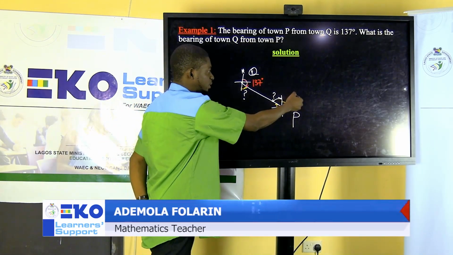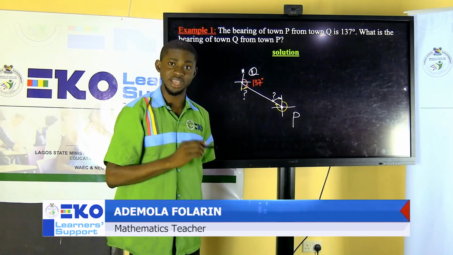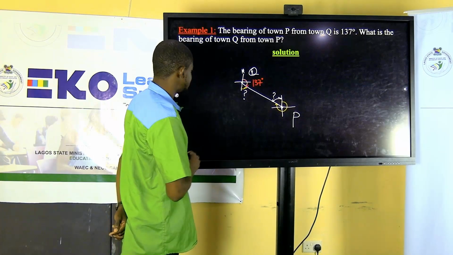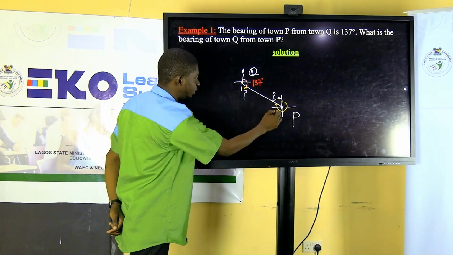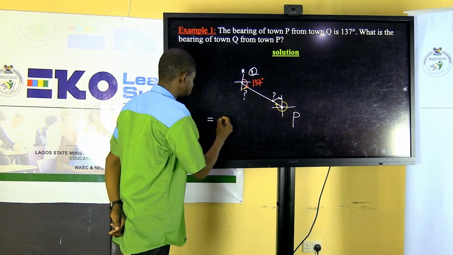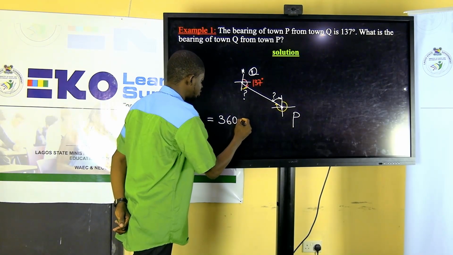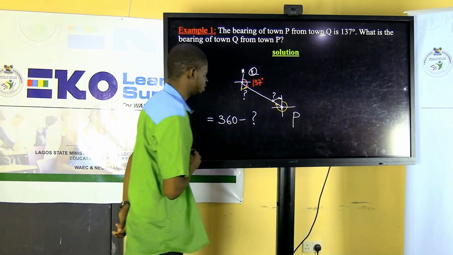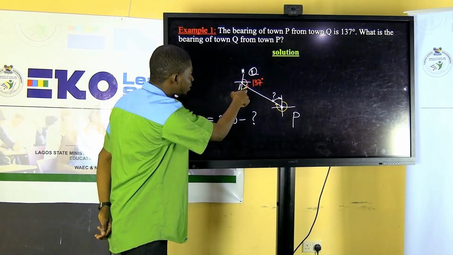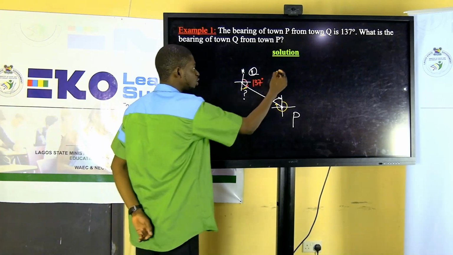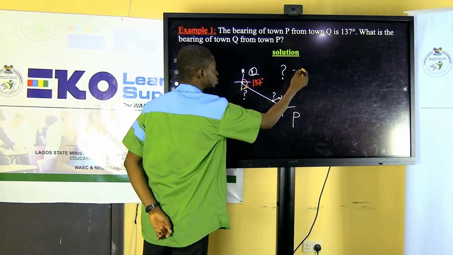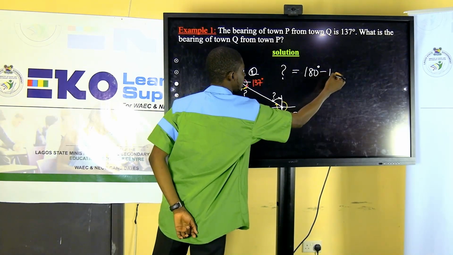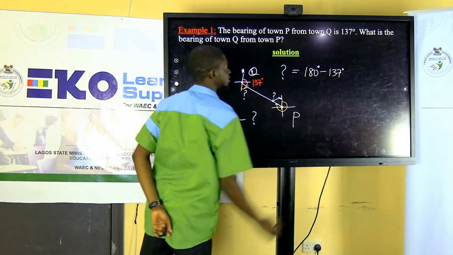if I had completed this back to north, it would have been 360, right? But I did not complete it. It remained this question mark. That means the bearing of this is going to be equal to 360 minus the question mark. I just put it there, question mark. So what would the question mark be from here? The question mark will be equal to 180 degrees minus 137 degrees, right?